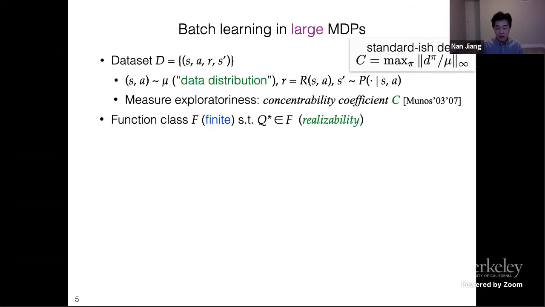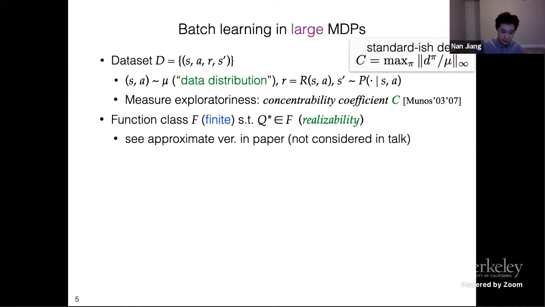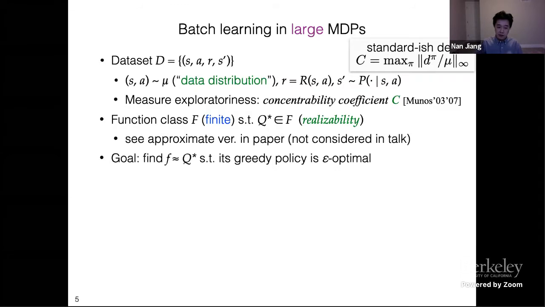Okay, and now we have the usual finite but potentially exponentially large function class that captures Q star, which satisfies realizability. And throughout this talk, whenever I mention an expressivity condition like this, I'm going to use the exact version for simplicity, and we can always handle a small amount of approximation error, which you can find in the paper. Okay, so this is roughly the setup, and the goal is that we want to find a good approximation of Q star such that it induces a near optimal policy under the initial state distribution.